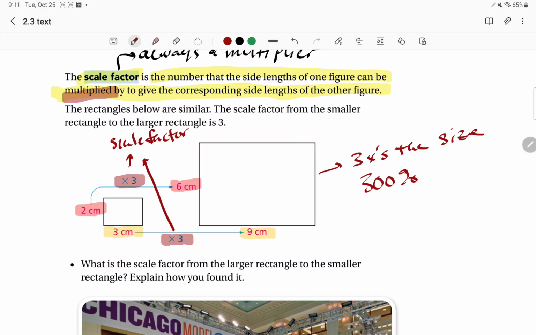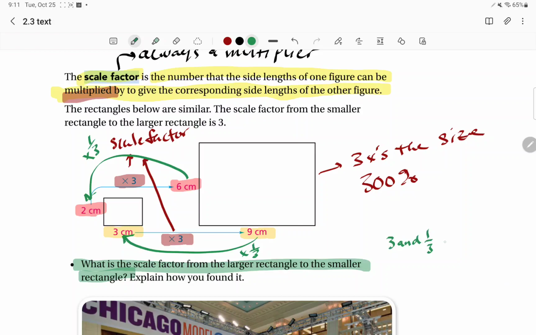Now down here, to address this question, what's the scale factor from the larger to the smaller? So now you're going the other way around. From the smaller to the larger, the scale factor was 3, but now let's say we want to go from here to there. To go from 9 to 3, the scale factor is now 1/3, right? And 3 and 1/3, those are what we call reciprocals.